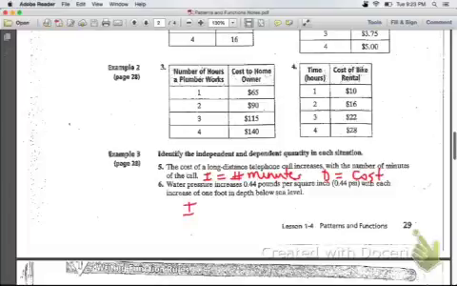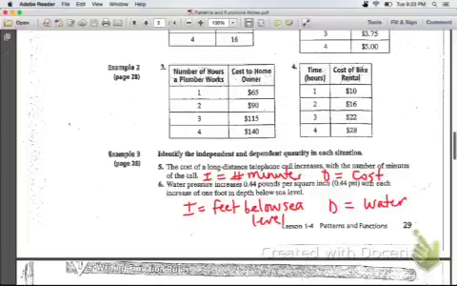For the water pressure, it increases at 0.44 psi, that's pounds per square inch, with each increase in 1 foot in depth below sea level. So your independent happens to be your measurement of the feet below sea level, and then your dependent is the water pressure, because it depends on how far below you are.